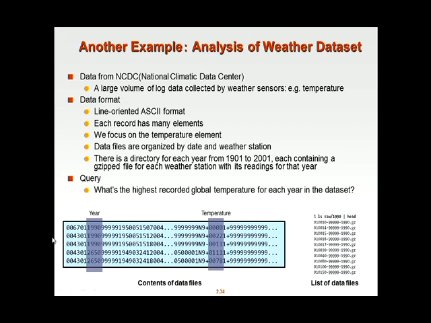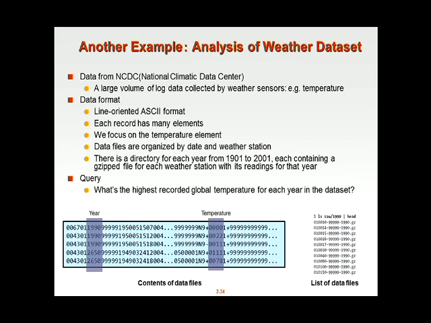So in this long line, what we need to do is get the year and get the temperature. The data files are organized by date and weather station, and there is also a directory for each year from 1901 to 2001. Okay, so the question is: given such a large data file, what is the highest recorded global temperature for each year in the data set?